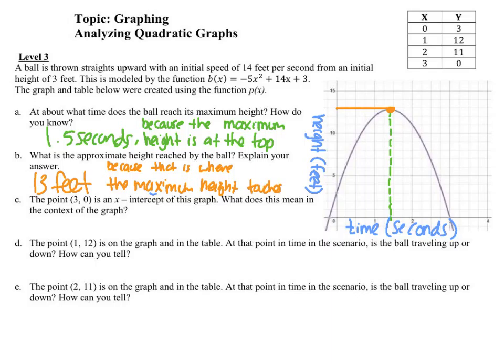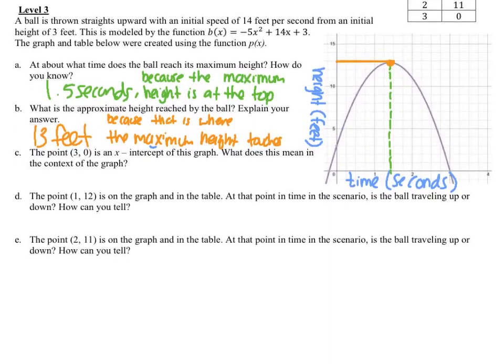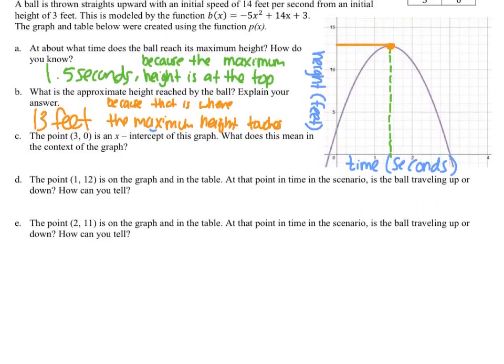Question C. The point 3, 0 is an x-intercept of the graph. What does this mean in the context of the graph? So here is 3, 0. And what does that mean? That is when the ball touches the ground.